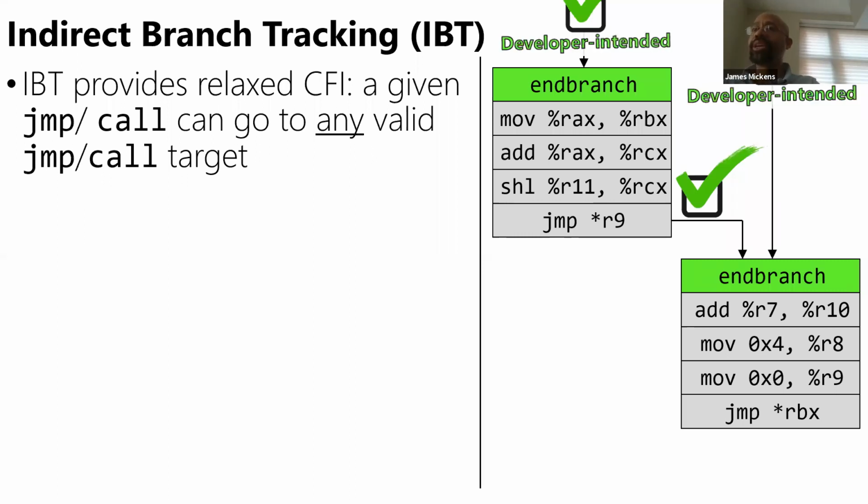However, it could be that these two control flows at the top were developer intended, but this one here was not. The developer didn't actually write code for which this particular control flow transfer is valid. However, because this basic block over here has an endbranch at the top, IBT will allow this control flow to occur, even though it's not developer intended. So that's why IBT provides relaxed CFI.